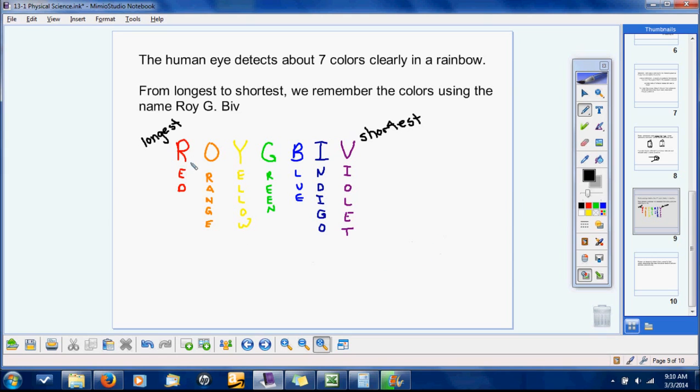When you look at this particular piece right here that looks red, it's just the red part that's bouncing back to your eye. Okay, that particular wavelength sends a message to your brain of red. Okay, so the longest wavelength to the shortest wavelength. Roy G. Biv.